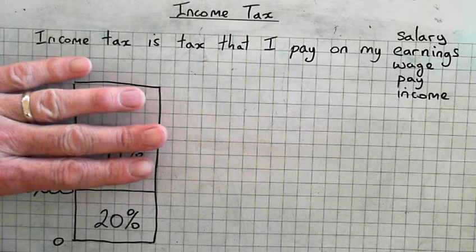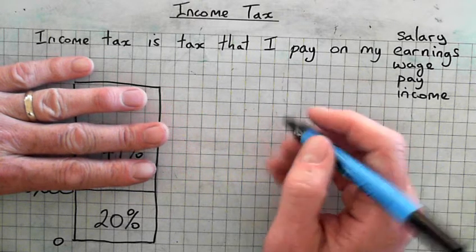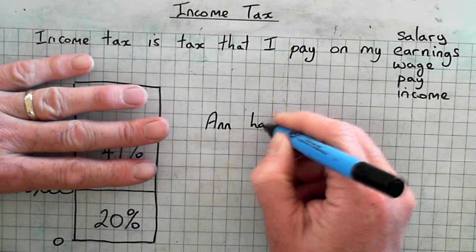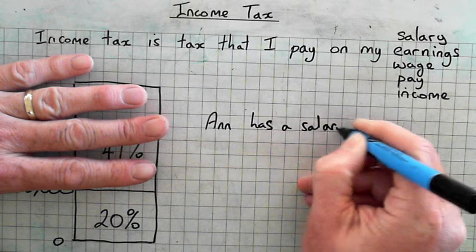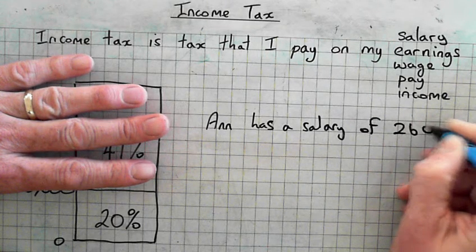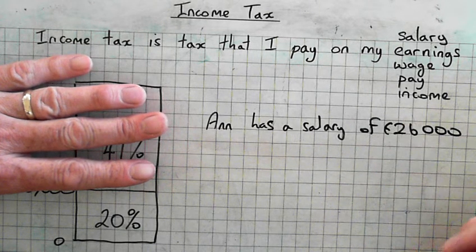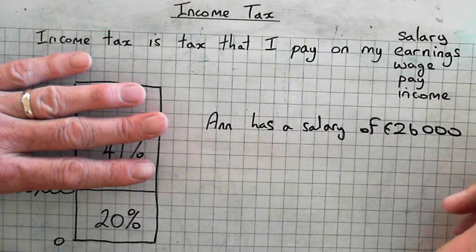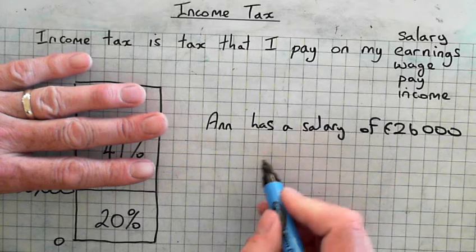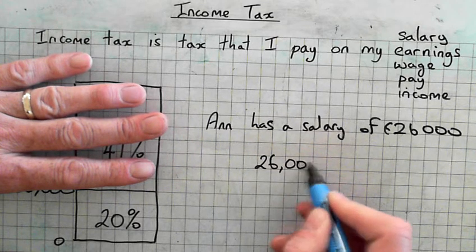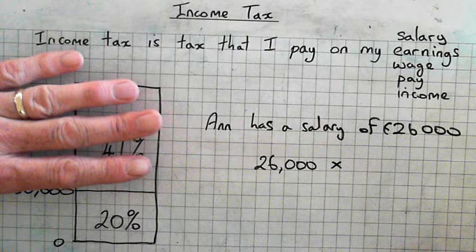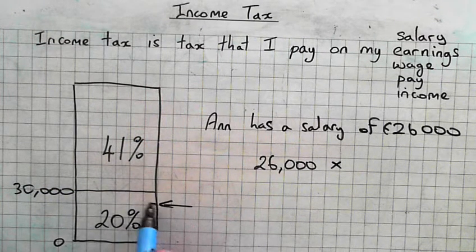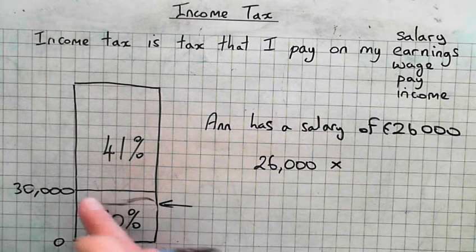Look up, look up. So we'll make a quick question. Anne has a salary of 26,000 euro for the year. Calculate her tax bill. Now look up. Calculate her tax. So we go 26,000 times what percent? Where is 26? 26 is roughly here. So I calculated at 20%.